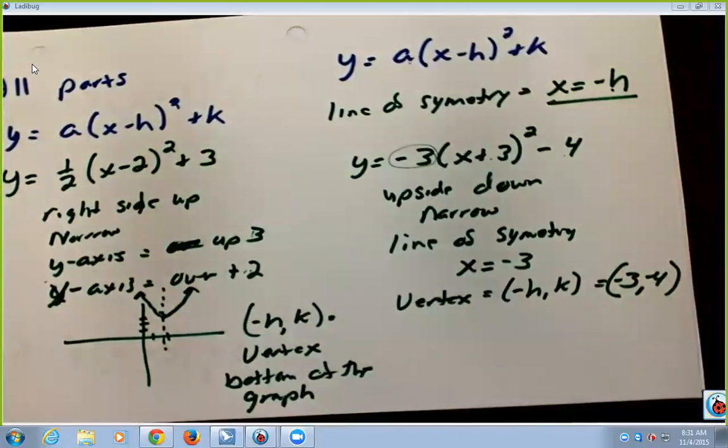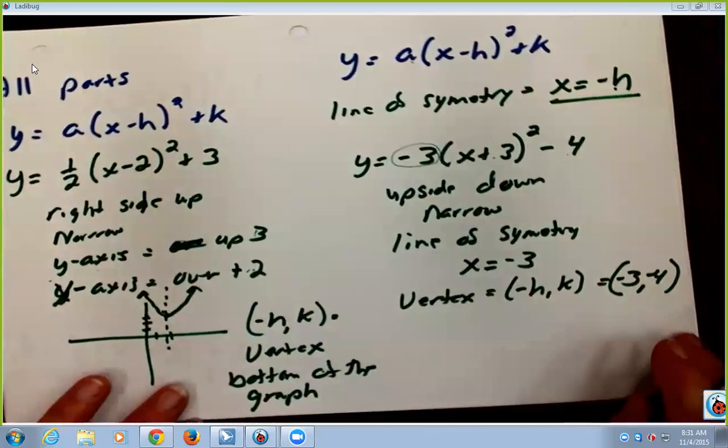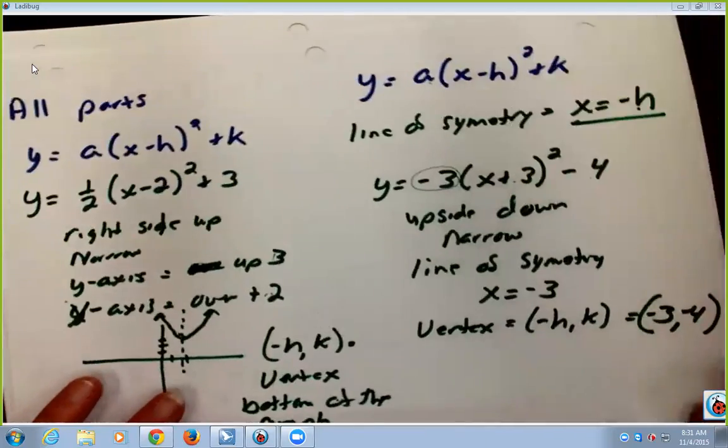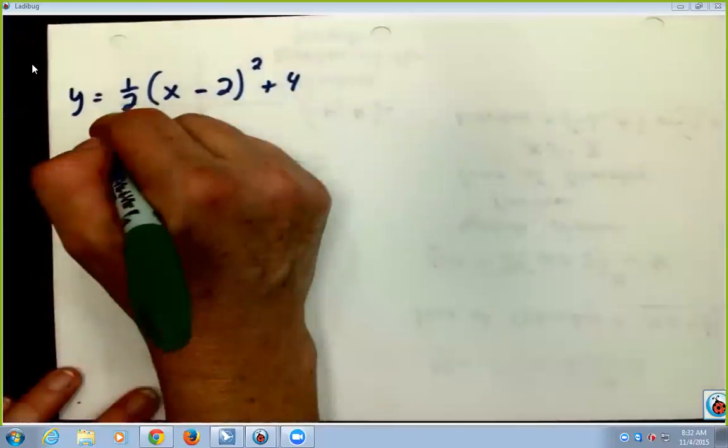The other piece that they mention in this part too is the range and domains with these. Let's go to this next one. I got another example in here. Oh, this one here. We'll go to that one. So what's this thing going to look like? If I look at it, what do I know about it? Right side up, upside down? Right side up.